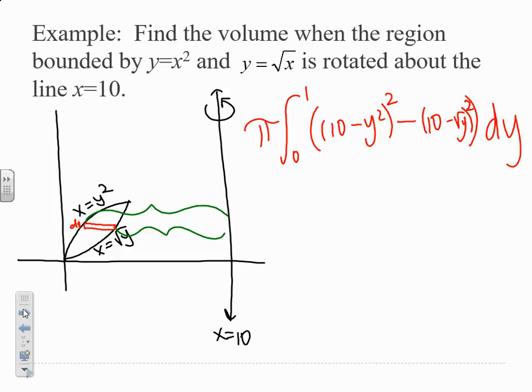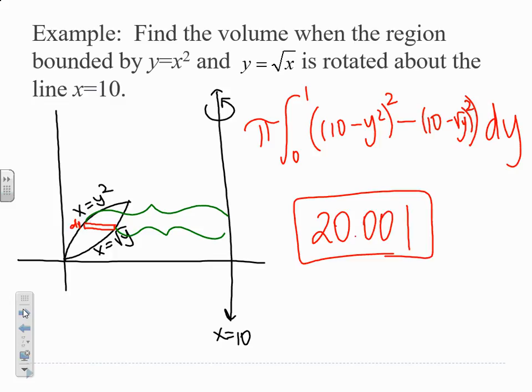What do you get, Logan, when you multiply pi? Sorry, I just put pi on. It's 20.001. With the pi? This is what Logan gets. Do you agree?